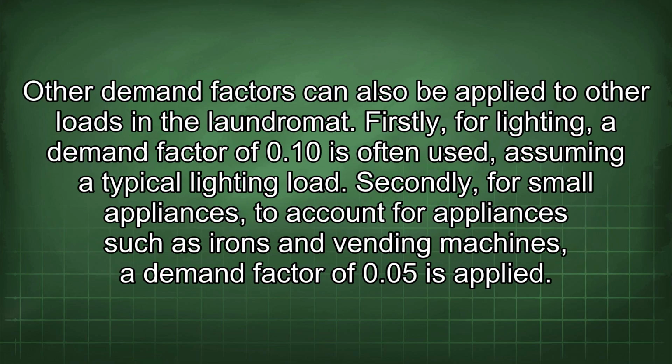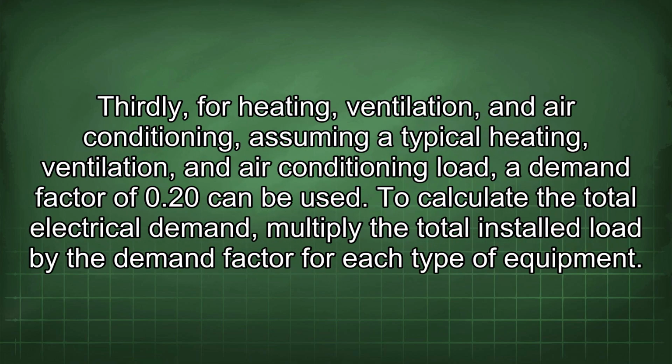Other demand factors can also be applied to other loads in the laundromat. Firstly, for lighting, a demand factor of 0.10 is often used, assuming a typical lighting load. Secondly, for small appliances, to account for appliances such as irons and vending machines, a demand factor of 0.5 is applied. Thirdly, for heating, ventilation, and air conditioning, assuming a typical load, a demand factor of 0.20 can be used.